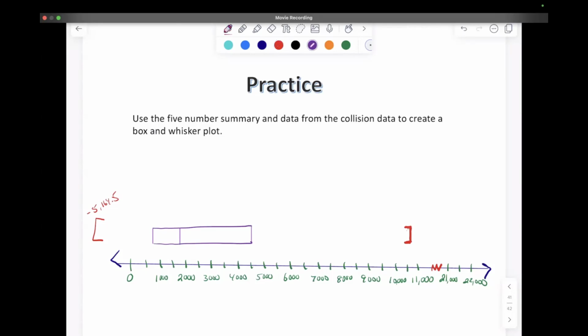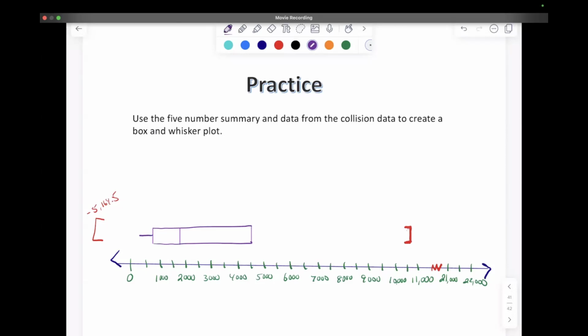So my left whisker, the lower whisker, is going to go down to my lowest data value. My lowest data value is 180. So it's going to go, let's say, right about there. That's probably off, but who cares?